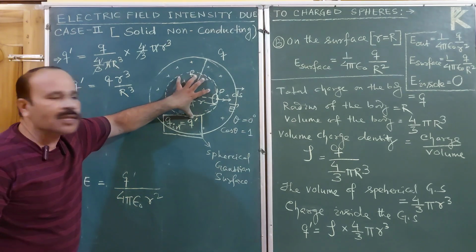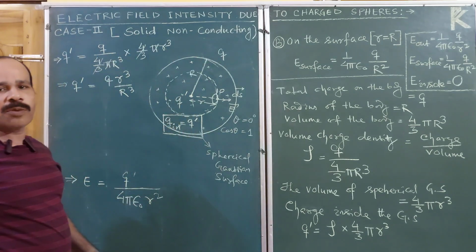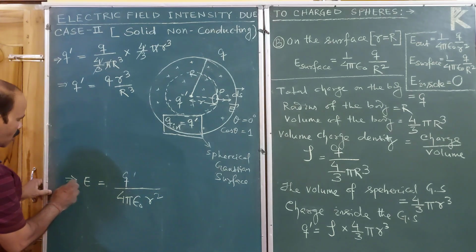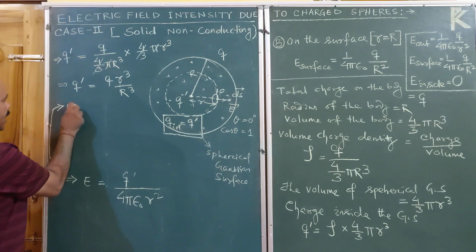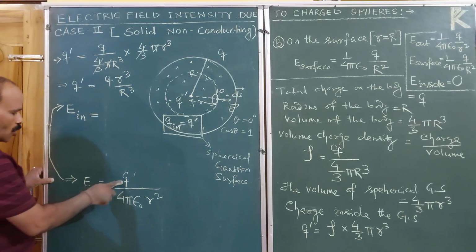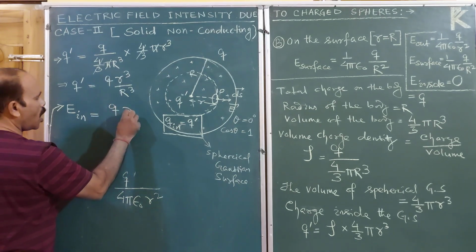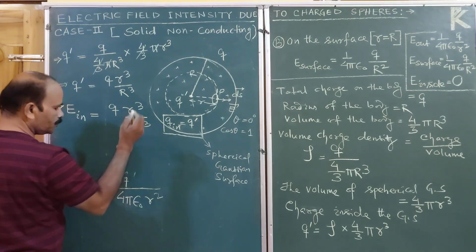Gaussian surface के अंदर इतना चार्ज है, पूरा चार्ज नहीं है Gaussian surface के अंदर. Okay, please keep in mind. Now from this expression, now we are going to find out what is the electric field inside. So this E inside will be equal to Q prime this much. So Q r cube divided by r cube.